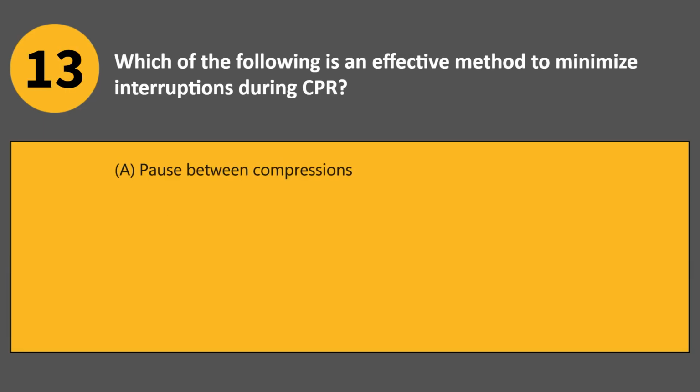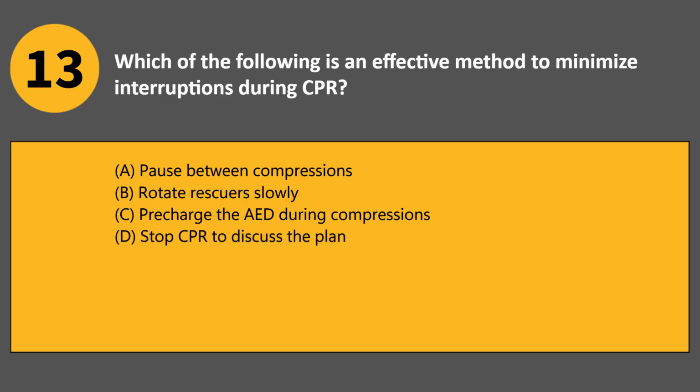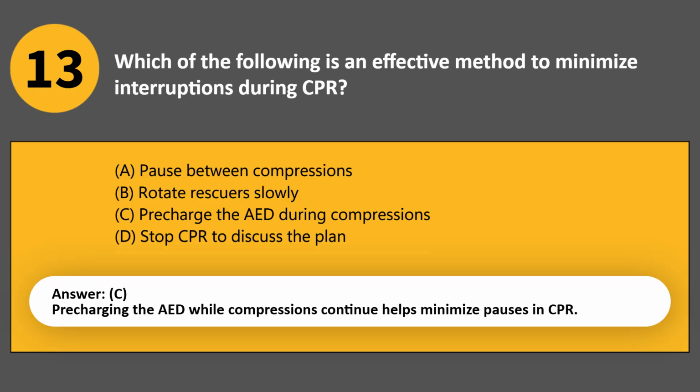Which of the following is an effective method to minimize interruptions during CPR? A. Pause between compressions. B. Rotate rescuers slowly. C. Pre-charge the AED during compressions. D. Stop CPR to discuss the plan. Answer C. Pre-charging the AED while compressions continue helps minimize pauses in CPR.